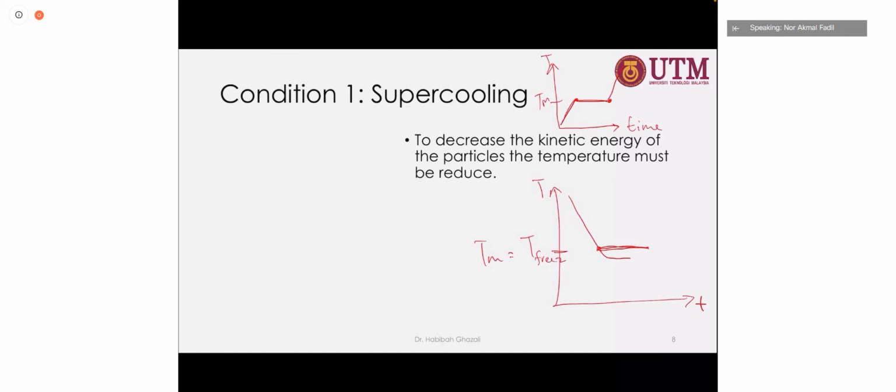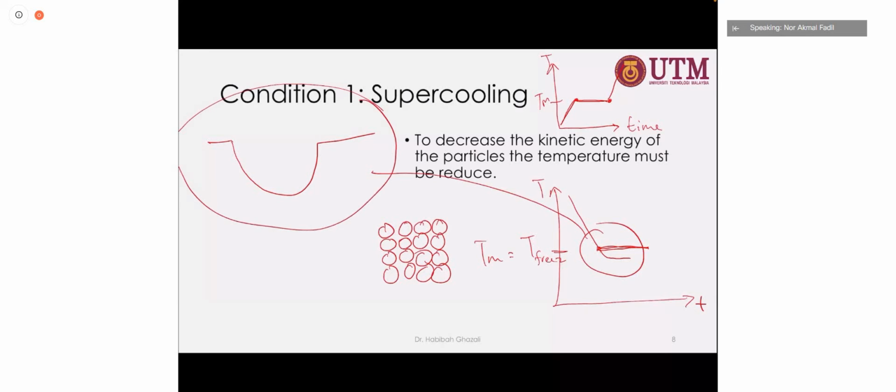Then the atoms start to move and tend to form bonding between one another. If they are close enough to form a bonding, they start to form a nucleus. To form a nucleus you require a number of atoms. During the supercooling process, we enlarge this region. So this is the melting temperature, and this is the supercooling temperature, slightly lower than the freezing temperature.